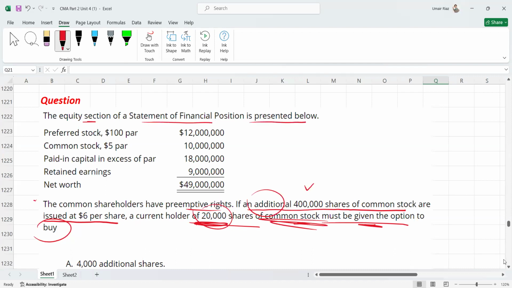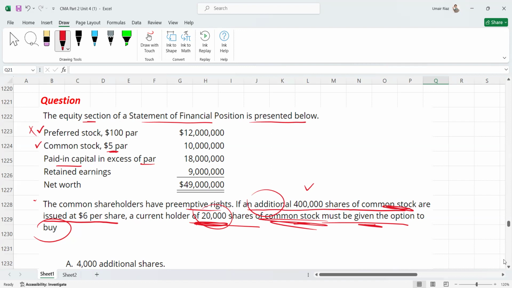So what's the equity section? They told you preferred stock, but the question is not about preferred stock. The question is about common stocks. So we have common stock, $5 par value. Then we have paid in capital in excess of par, then retained earnings, and then net worth.